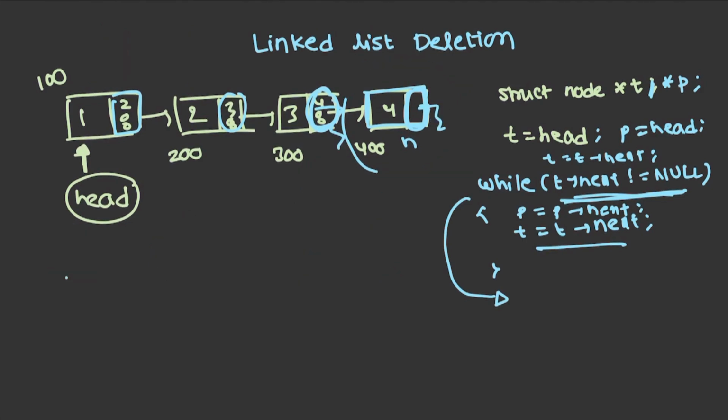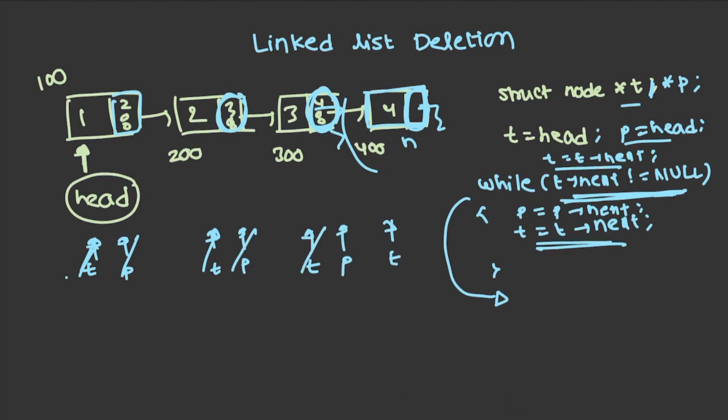Let's just trace it. Initially t is pointing to head, okay, and p is also pointing to head, okay, fine. Now t is equal to t arrow next, so t has been moved to the first node, but p is still there. While t arrow next is not equal to null: is t arrow next equal to null? No, right? So this condition is true. So p is equal to p arrow next, p comes here, t is equal to t arrow next, t moves here. After this, is t arrow next equal to null? No, right? So t moves further and p also moves further. Now t arrow next is not equal to null, this statement fails and it comes out of the loop. After it comes out of the loop, just see, p is pointing to the penultimate node and t is pointing to the last node.